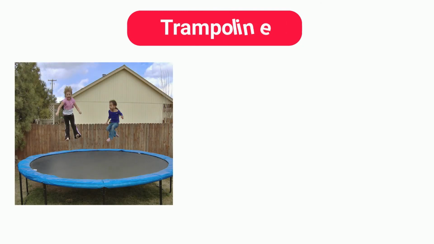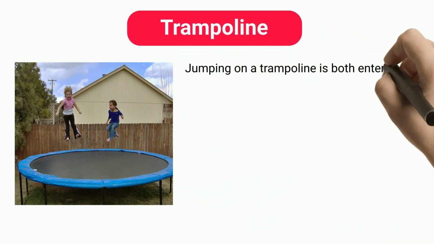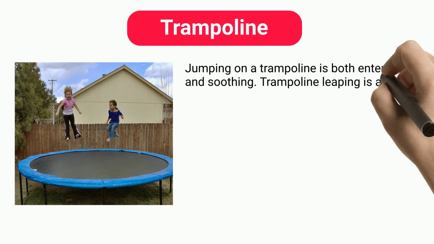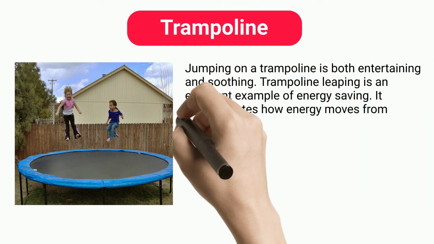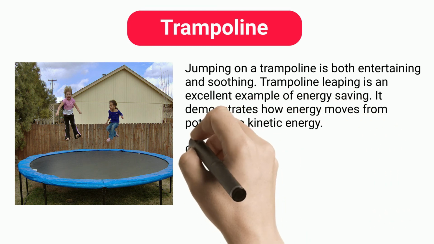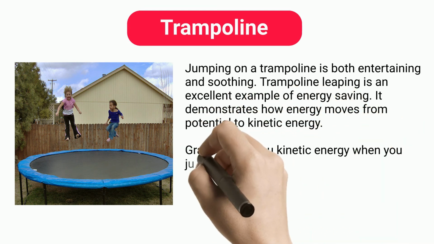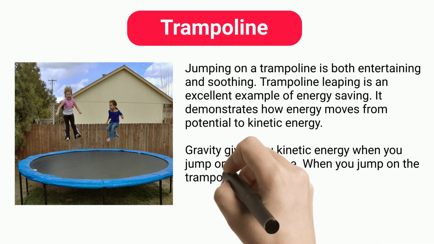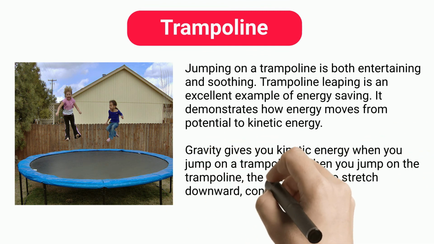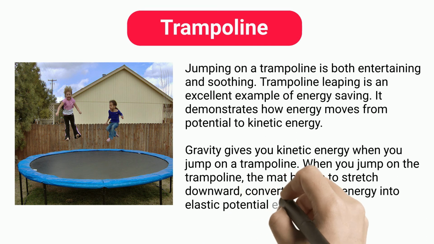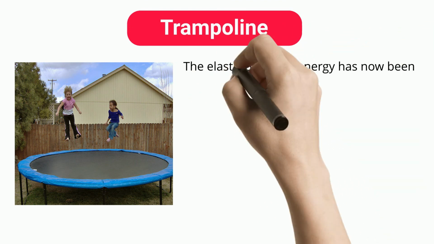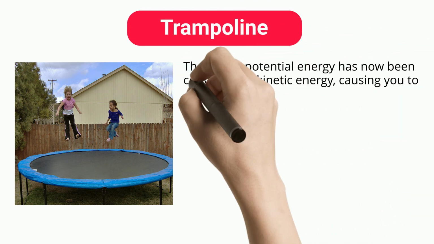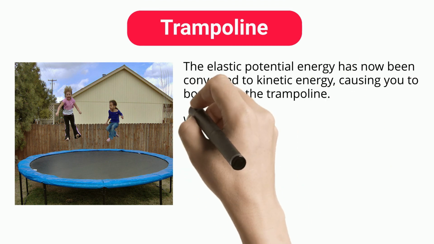Trampoline. Jumping on a trampoline is both entertaining and soothing. Trampoline leaping is an excellent example of energy saving. It demonstrates how energy moves from potential to kinetic energy. Gravity gives you kinetic energy when you jump on a trampoline. When you land on the trampoline, the mat begins to stretch downward, converting kinetic energy into elastic potential energy. The elastic potential energy is then converted to kinetic energy, causing you to bounce on the trampoline.